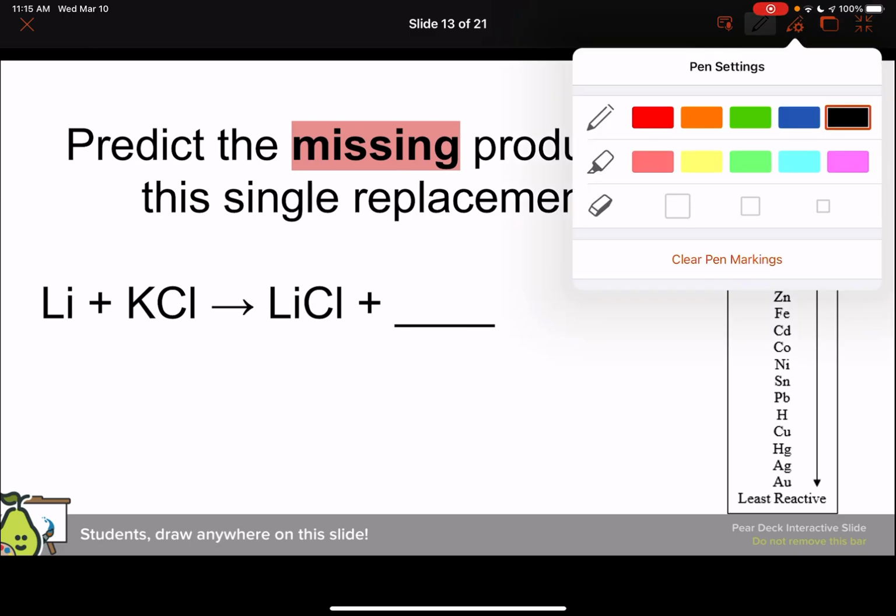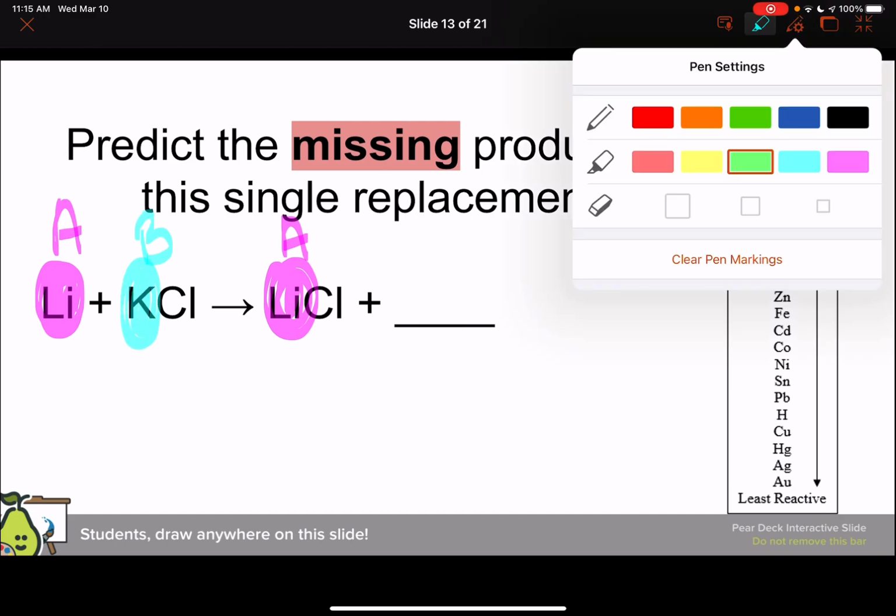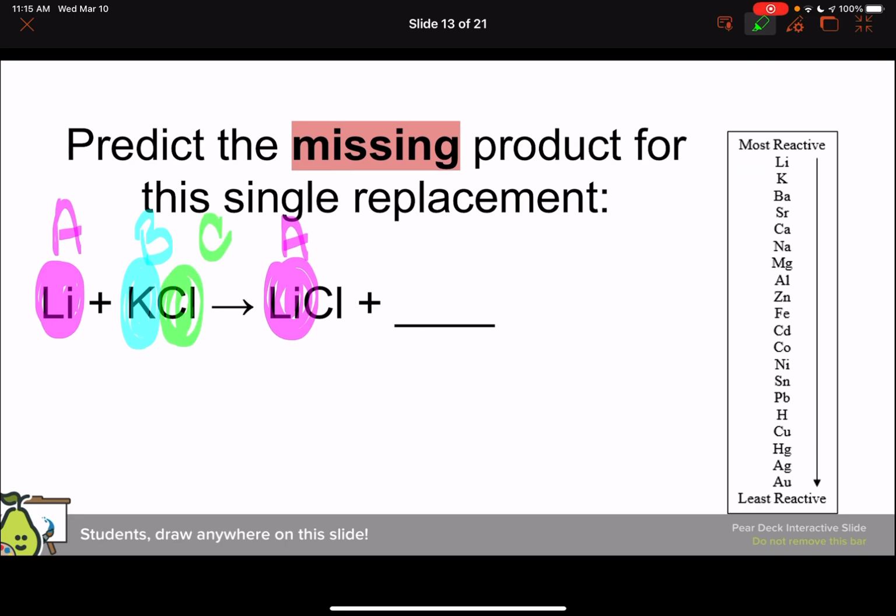If we take a look at our A's and our B's, we'd see that Li is my A, and now Li is with Cl. We had K as my B, and then we have Cl as my C. Notice that A and C are together, so that means the only one that we don't have is my B, and that would be my K.